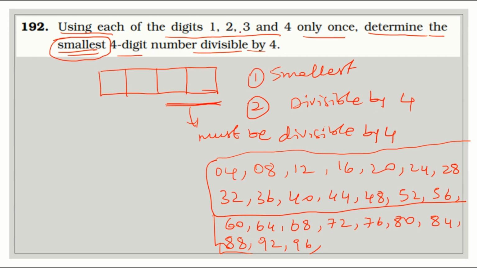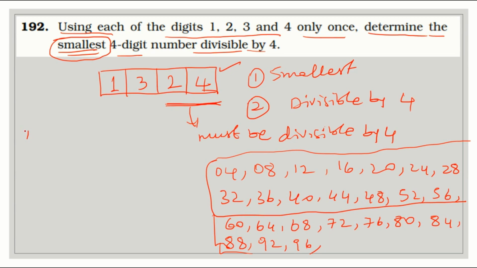But out of them, we have got 1, 2, 3, 4 only. So here we can have 24, and being smallest, that means here I can have 1 in the thousands place, 3 in the hundreds place, 2 in the tens place, 4 in the units place. So the right answer is 1324.